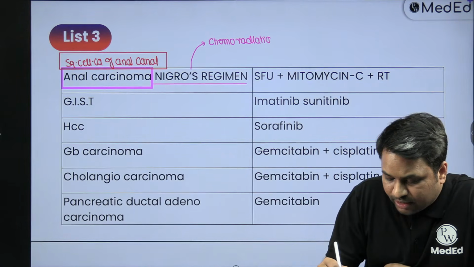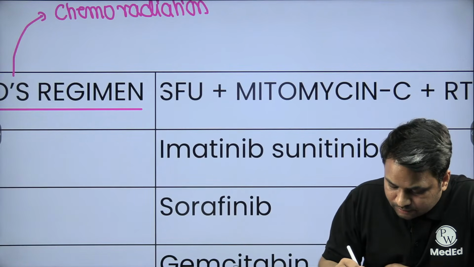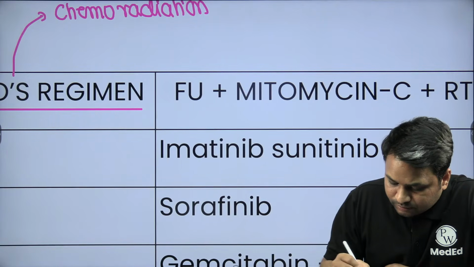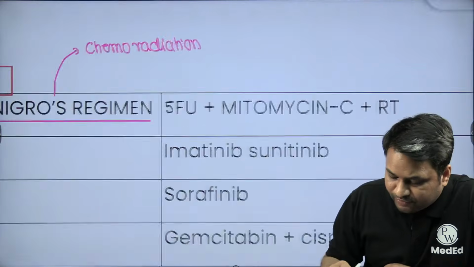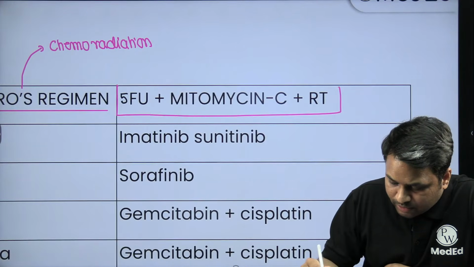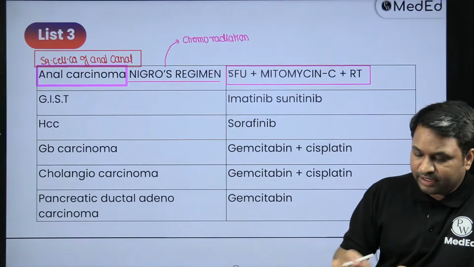So, in a chemo radiation, number one, we give 5-fluorouracil with mitomycin C and radiotherapy. It is for anal cancer.